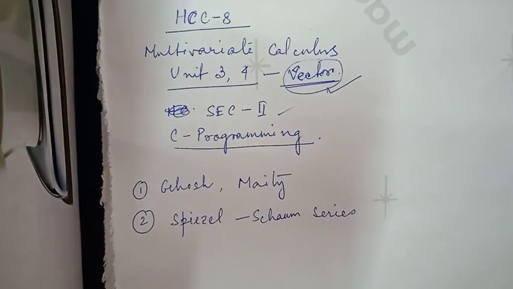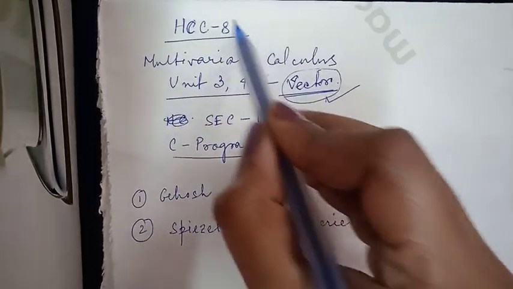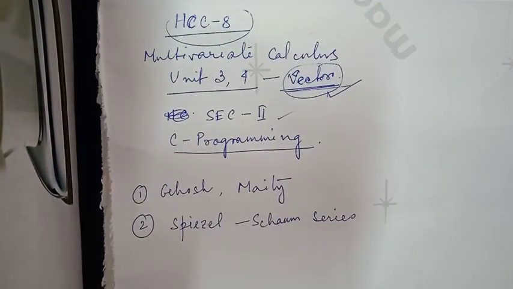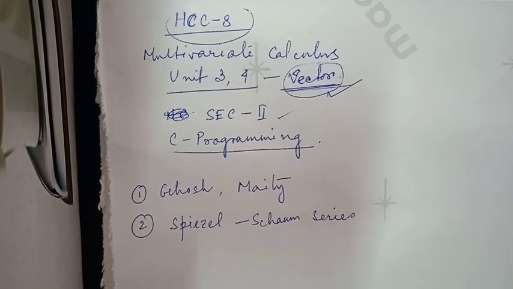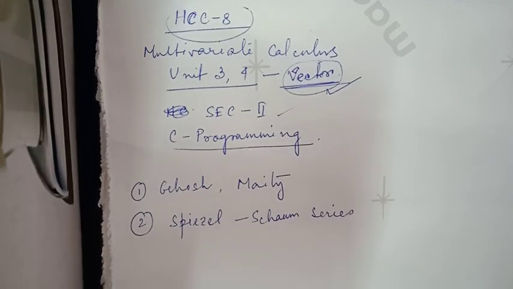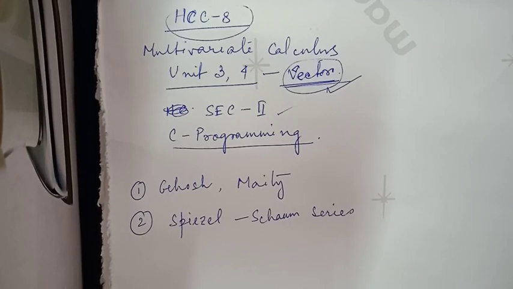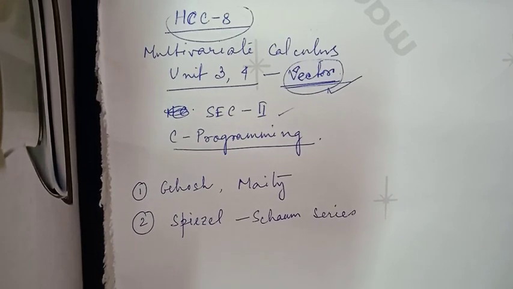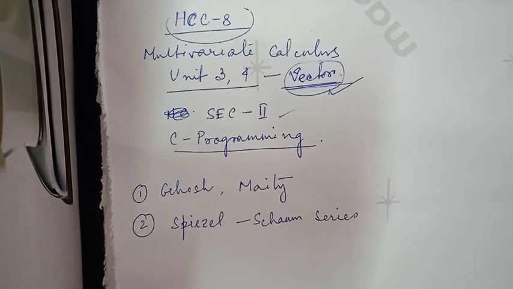So today in online class I'm starting this one, HCC 8 vector calculus. Very easy topic. In previous semester, probably in second sem, I have taught you vector algebra, right? There was the vector, what is vector, dot product, cross product, vector triple product, scalar product, everything was there. So now it is the second part, which is called vector calculus or vector analysis.